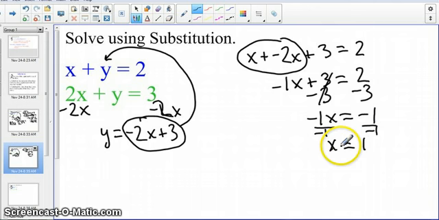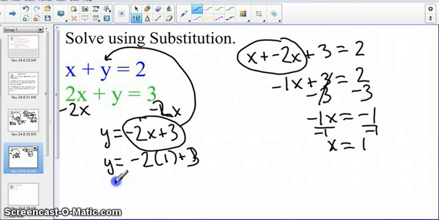Now just take your x, whatever you got, plug it into one of those equations. You can plug it into either of the first two original equations or plug it into that second one that you changed. Since y is all by itself, I will just plug 1 in for x to find what y will be. So -2 times 1 is -2 plus 3. So y equals 1. So my ordered pair is 1, 1.